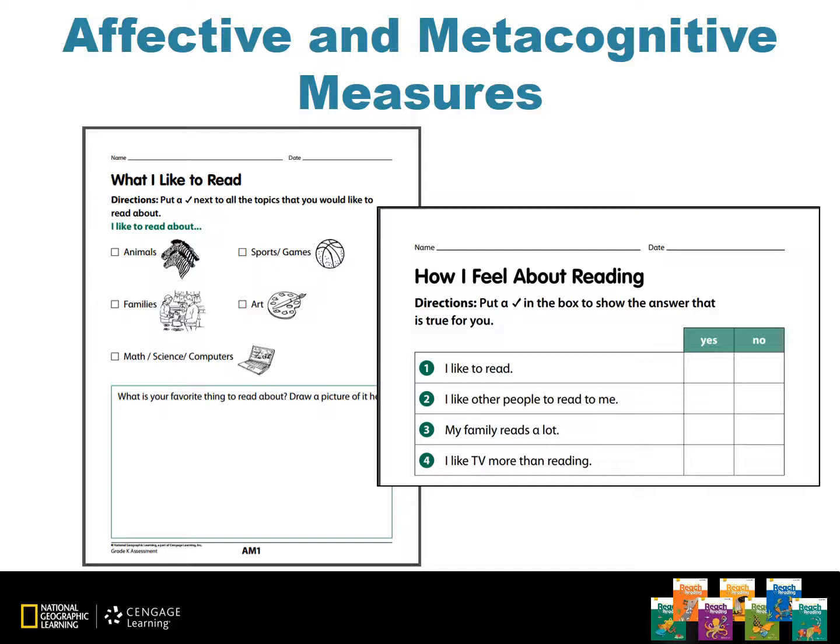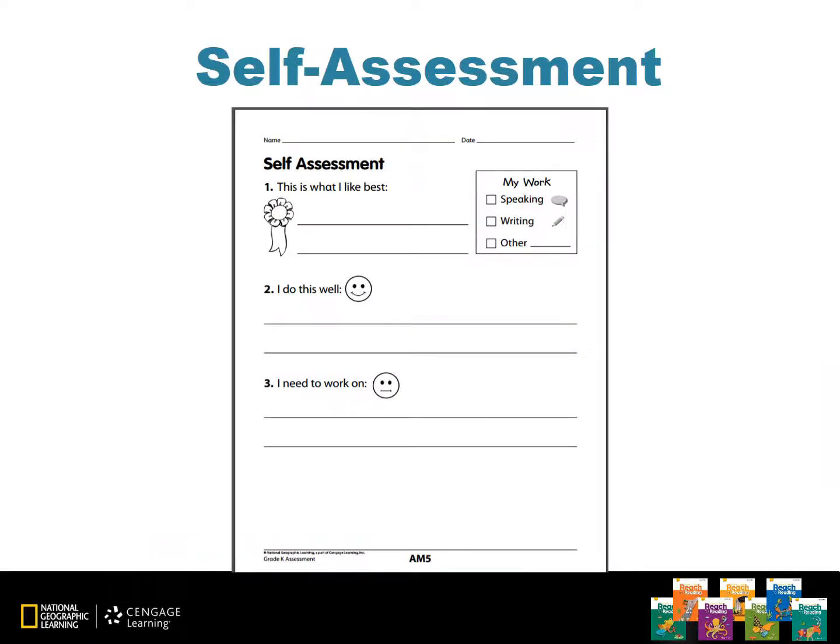Affective and metacognitive measures provide regular opportunities for self-assessment and progress sharing. Multiple affective and metacognitive measures are found online and in the assessment handbook. This self-assessment helps you and your students think about and monitor learning. The metacognitive ability to monitor, evaluate, and adjust the processes a student uses while reading and writing is essential to becoming an effective reader and writer.